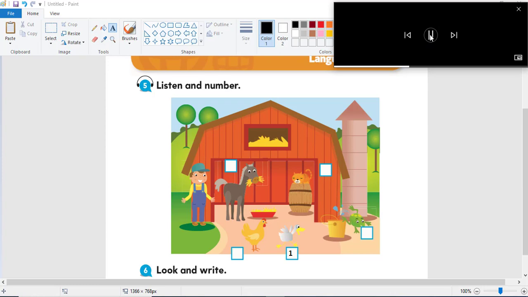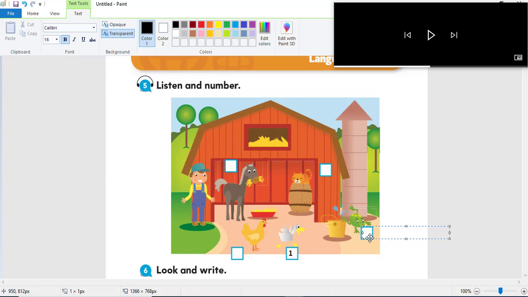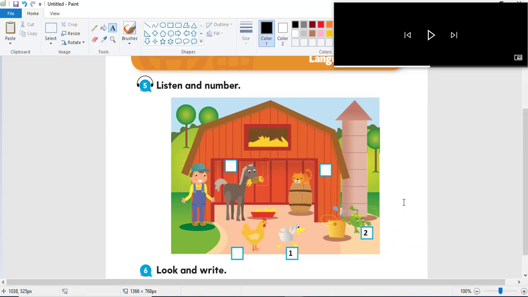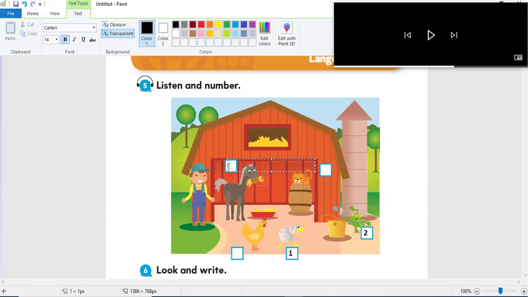2, What's the frog doing? It's jumping. Yes, I can hear you. Where's number 2? Yes, correct, it's the frog. Great. Let's listen. 3, What's the horse doing? It's eating. Yes. Let's listen to your answers. Yes, correct. The horse is eating. So the horse will be number 3. Next.